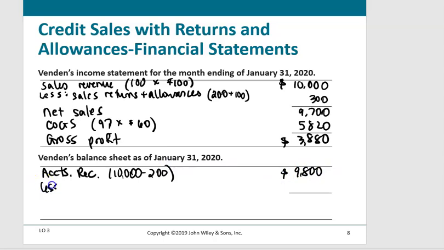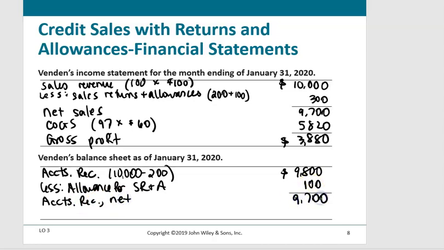From this, we're going to subtract out our allowance for sales returns and allowances of 100 that we booked for our estimated future return, and then we're going to report accounts receivable net, or net accounts receivable, of 9,700. What else is the balance sheet going to report below accounts receivable? It's going to report the returned inventory, including the estimated returns.